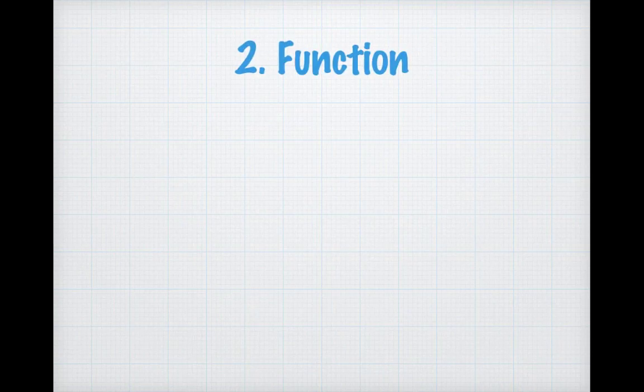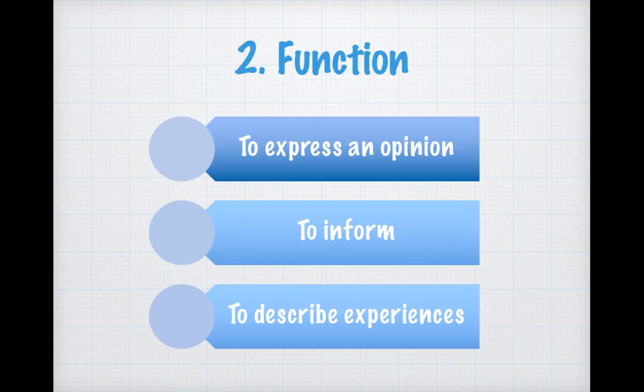Good. What is the function of a blog? Why do we write a blog and what do we write a blog for? Basically, there are three functions. First one is because you simply want to share your opinion, you want to express your perspective on a specific kind of topic. Secondly, you may also want to just inform your readers, or thirdly, you want to describe an experience that you have had recently. So let's remember, the main three functions of blogs are to express an opinion, to inform, and to describe experiences.